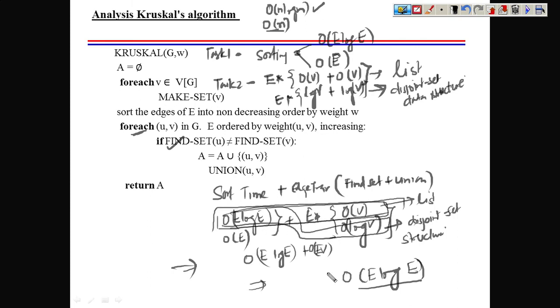Okay, so this is all for this analysis, and next we will discuss the analysis of Prim's method.